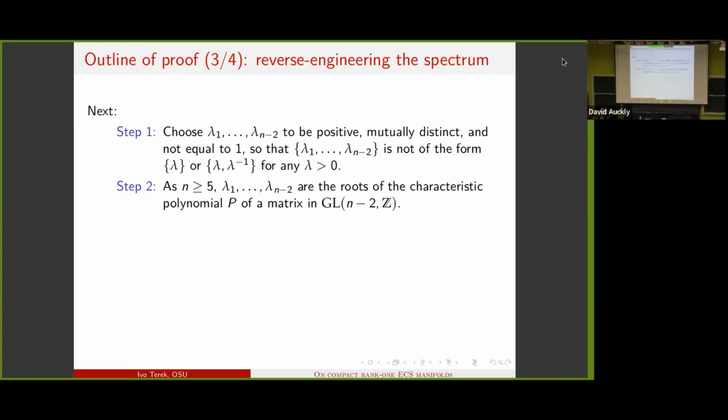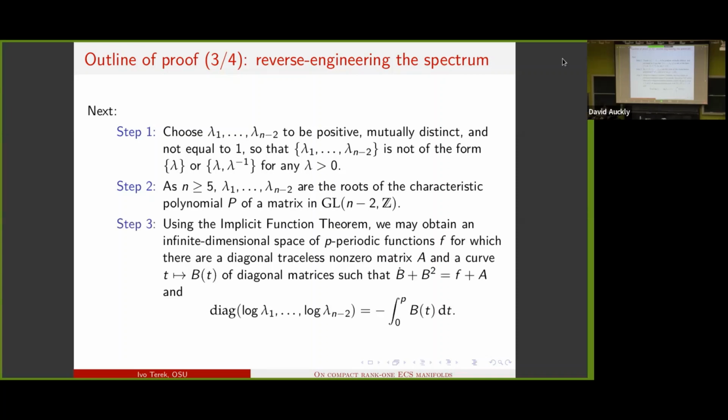Now, once we got this characteristic polynomial, what do we do? We use the implicit function theorem, and we obtain an infinite dimensional moduli space of p-periodic functions satisfying this equation and another technical condition that will make things work later. And by the way, I would say that in this construction, this is probably the trickiest step, because if you look at the space of C-infinity functions on the circle, that's not a Banach space, right? It's not even Banachable. Like, you cannot get the topology from a single norm.